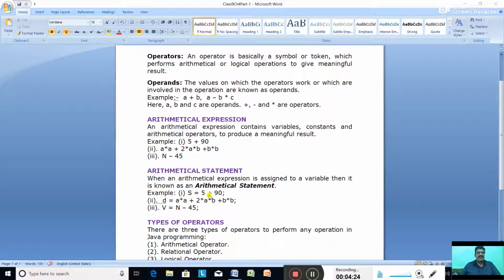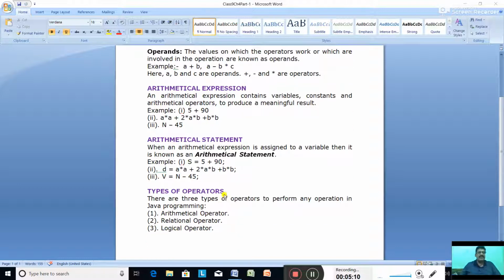For example, s equal to 5 plus 90. Now see, 5 plus 90 whose value is 95 is assigned to s. So now it has become an arithmetical statement. D equal to a into a plus 2 into a into b plus b into b. So after evaluating, the full value is assigned to D. So it is assigned to a variable. Here the variable is s, here the variable is D, and the third variable is V. V equal to n minus 45. So the value of n minus 45 is assigned to V. This type of statement is called an arithmetical statement. Whenever an arithmetical expression is assigned to any variable, it is known as an arithmetical statement.